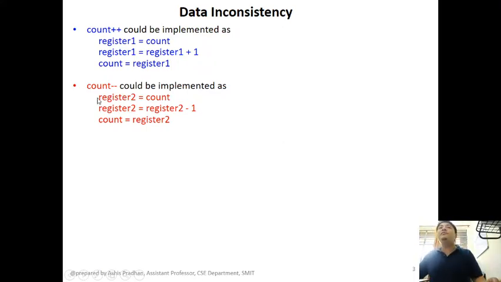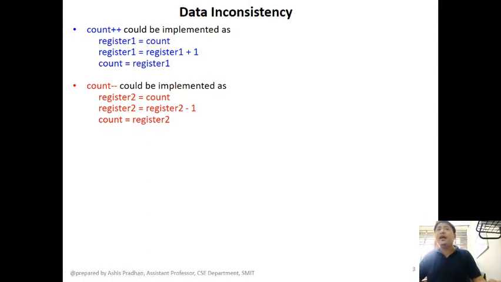Now if I want to represent the second code, count minus minus, this is how it is interpreted at machine level. Initially, whatever the value of count is, say for example 5, will be loaded into register number 2. Then whatever is in register number 2, currently 5, will be decremented by 1, that is 4. So 4 will be assigned to register number 2, and the reflection will be made in the memory only after execution of count equals register number 2.